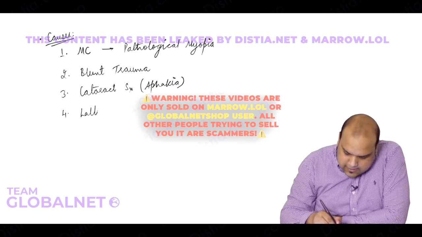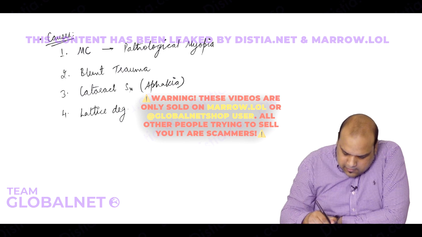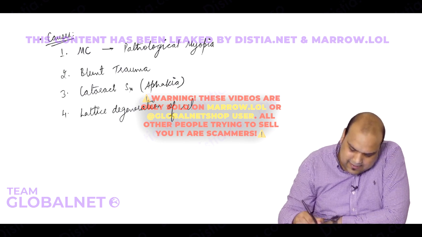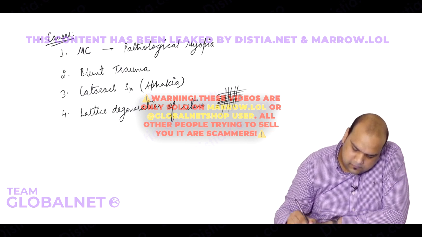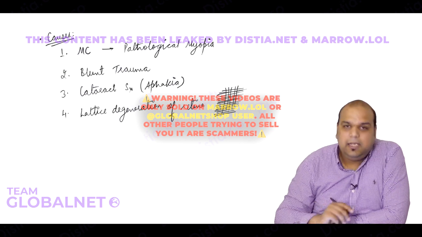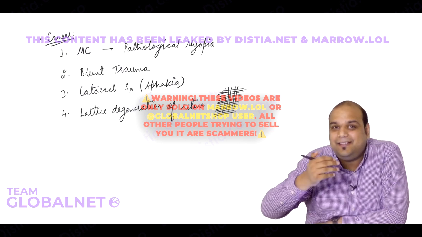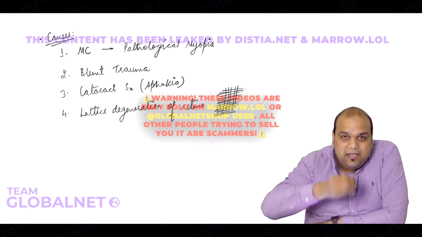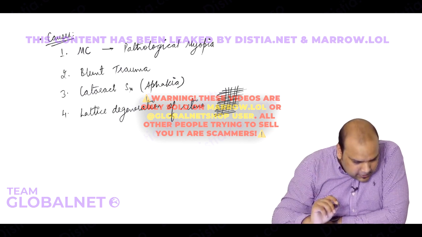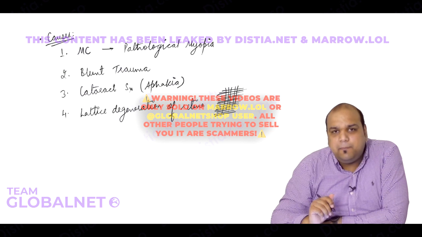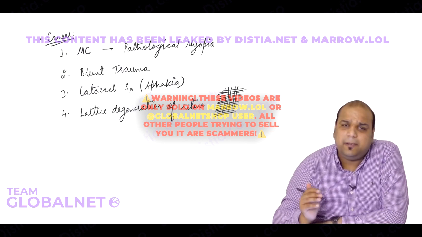Fourth important cause is lattice degeneration of retina. Lattice means a fine mesh, everybody. If degeneration is occurring in the retina, your retina is becoming weaker, atrophied, that can create a break or a hole in the retina. Am I absolutely clear here, everybody? Yes. So these are some of the important causes of a case of regmatogenous RD.